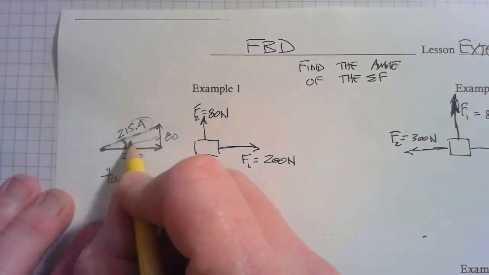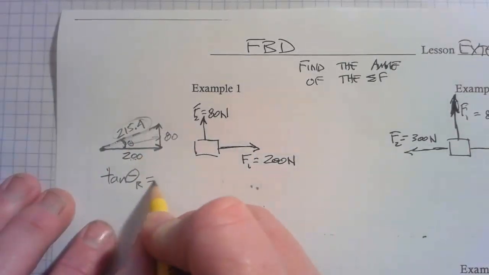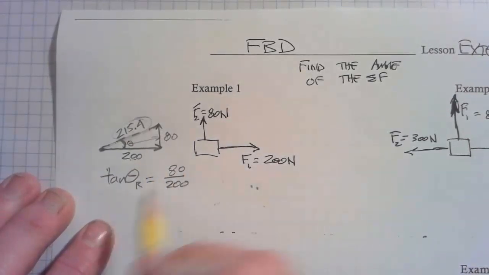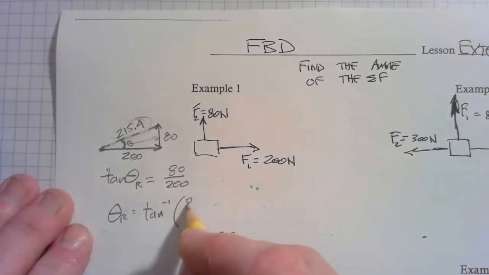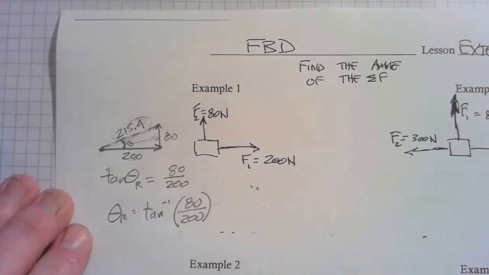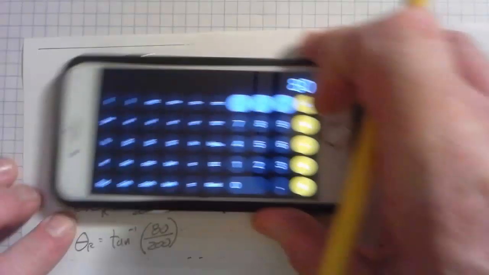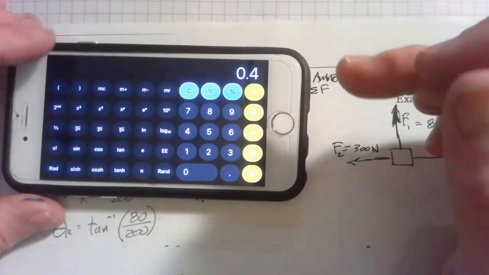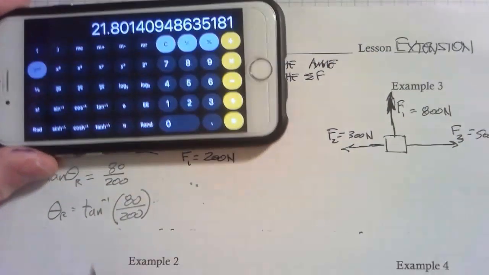So the tangent of this angle, called the reference angle, by the way, but you don't need to worry about what it's called, is going to be the opposite, which is 80, over the adjacent, which is 200. That means the reference angle is going to be the inverse tangent of 80 over 200. So I'll do 80 divided by 200, get an answer, and do second tangent. 21.8 degrees.